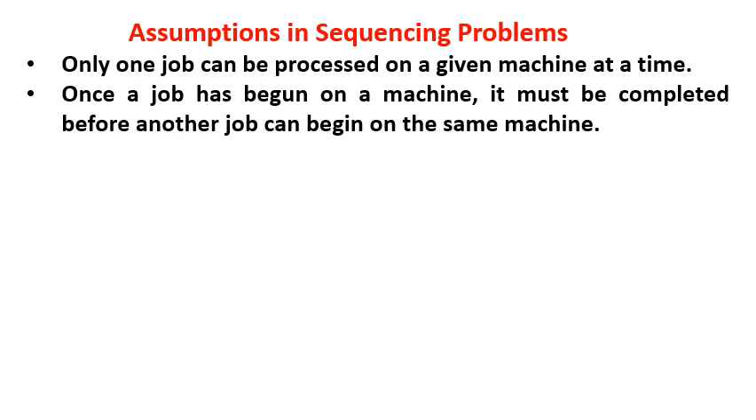Second, once a job has begun on a machine, it must be completed before another job can begin on the same machine. That is, once a job has begun on a particular machine and it takes its processing time and gets completed, another job can begin on the same machine only after the previous job has been completed fully. So once a job begins on a machine, it must be fully processed before the next job in the sequence can come on that particular machine.